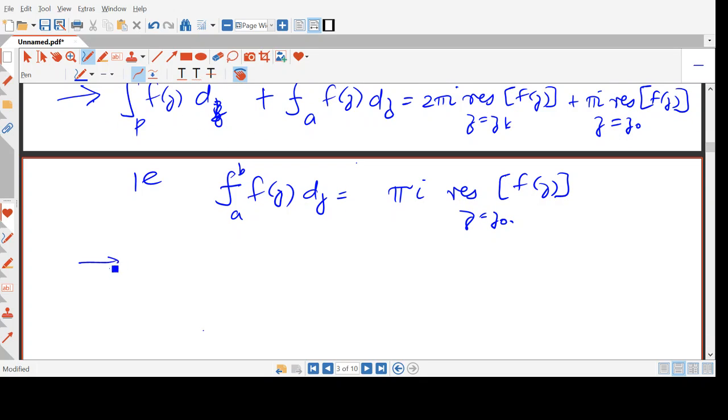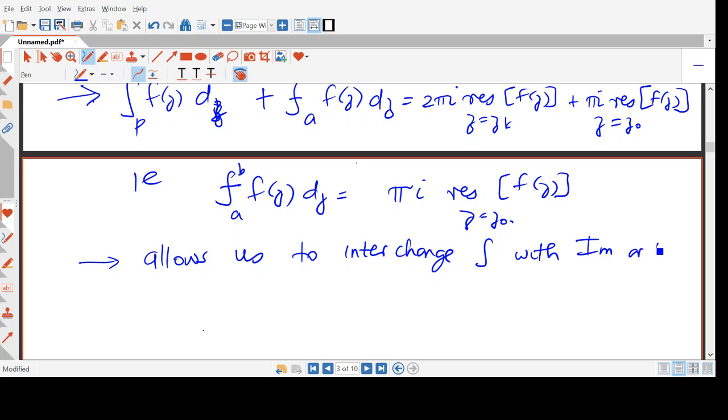This allows us to interchange integral with limit, or with imaginary or real. Now it will become legal for us to do this. I'll show you a few examples in a short while.